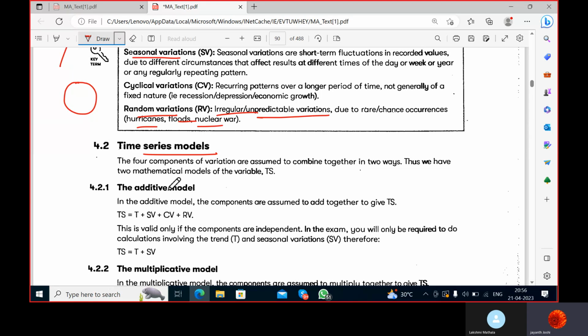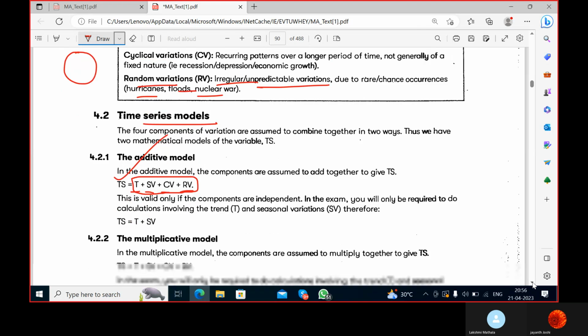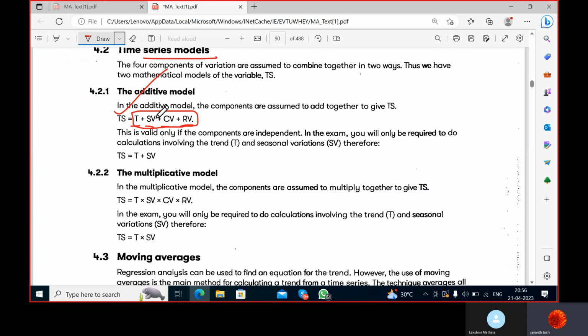So in time series there are some models. First is the additive model. In that we add trend with seasonal variations, with cyclical variations, and with random variations. When we add all this up, we get the time series. That means over a period of time, how the data is behaving, taking into consideration what the trend is during seasons, how the variations are during a particular cycle, and the random irregular variations.